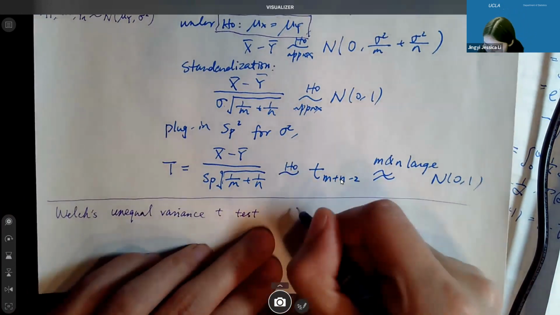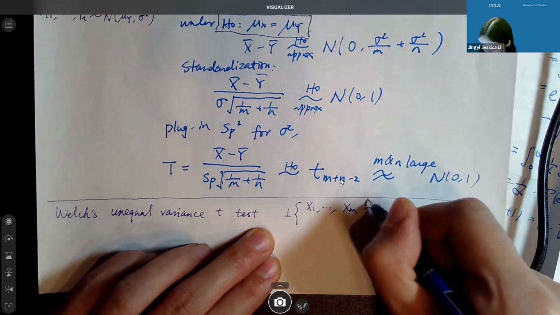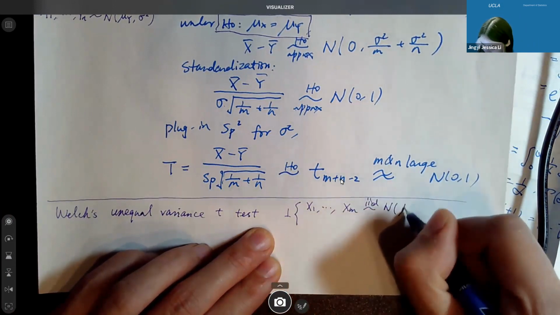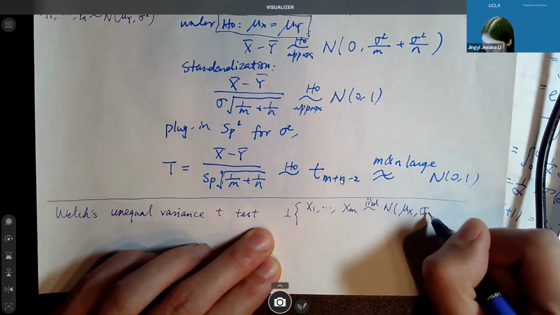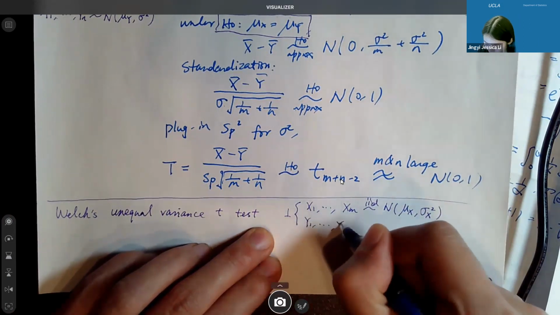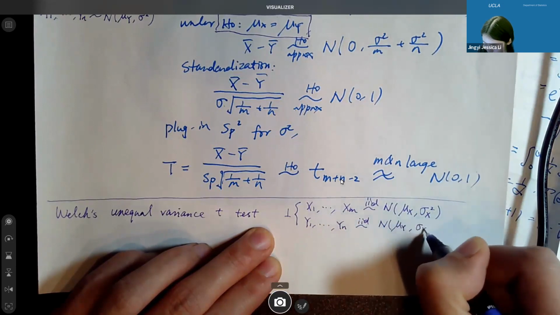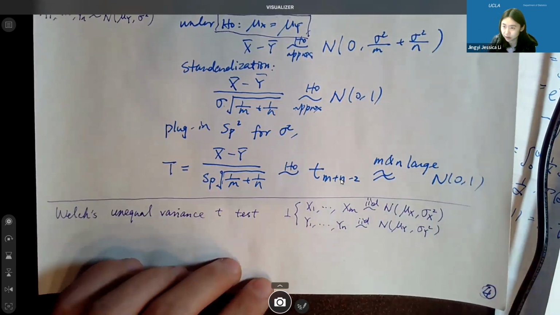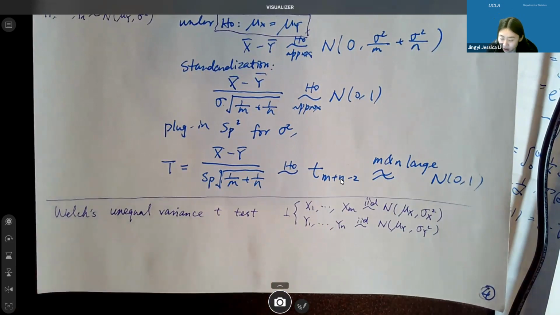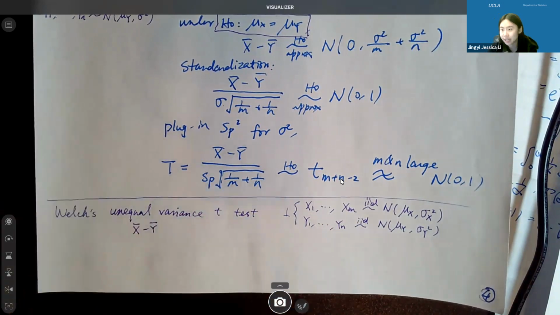So here we are assuming, again, 2 independent samples, x1 to xm, IID from normal, mean mu x, variance sigma x squared, and y1 to yn, IID normal, mean mu y, variance sigma y squared. So we are no longer assuming sigma x squared and sigma y squared to be equal. In this case, we are still trying to standardize the statistic we are interested in, x bar minus y bar, right? But how do we standardize it?